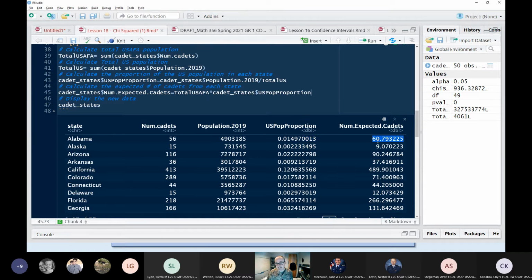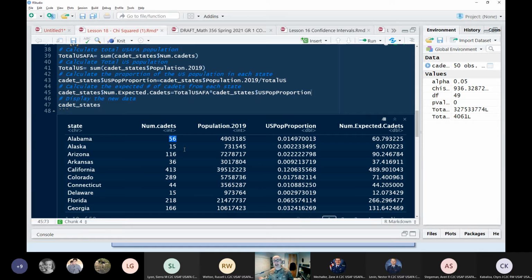And this right here is what 1.49% of all cadets is, 60.79, right? And so what I'm basically saying here is that, hey, this is how many I expect if we were distributed the same way. And then I can look at it and go, yeah, it's actually pretty close, right? I expected there to be a little over 60 cadets, and there are 56 actual cadets from Alabama. So just looking at that one state, it seems like maybe this is reasonable.